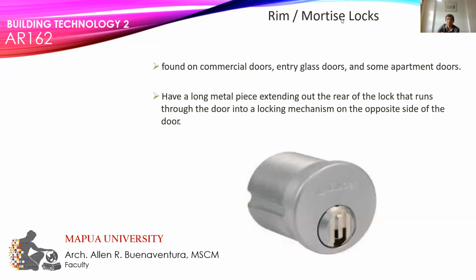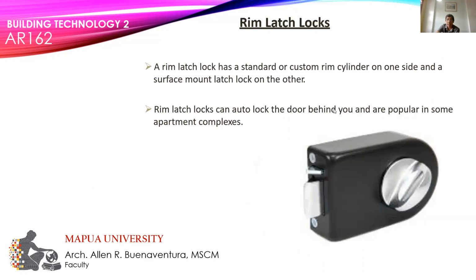This is the rim and mortise lock, found in commercial doors and glass doors and some apartment doors. Okay, so it has a piece extending on the rear of the lock that runs through the door into a locking mechanism on the opposite side of the door. So this is the mortise lock. So these are the rim locks. This is commonly seen in gates and in metal doors.